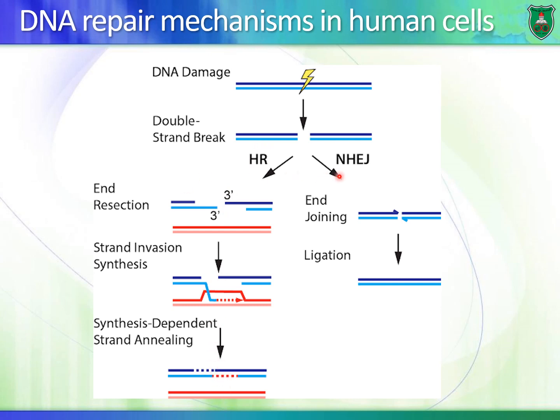Now the other repair mechanism is known as non-homologous end joining. Okay, so in this system, you don't have the use of the homologous chromosome. Rather, what happens is that you have proteins that glue the broken DNA together. Great. So these are the two systems.